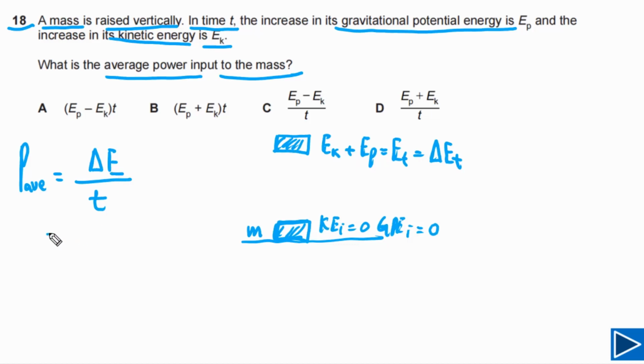The power is energy transfer over time, or you can simply say the change in energy over time. The change in energy is Ek plus Ep, which means the mass has gained this much energy in the given time. So the answer for this question is D. Very straightforward question. Answer is D.